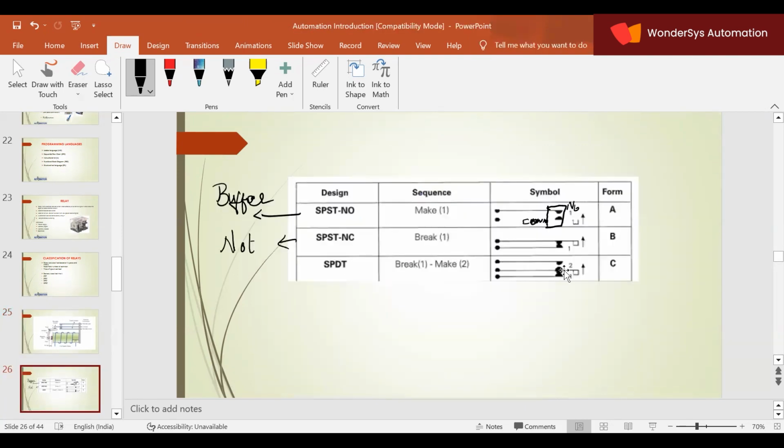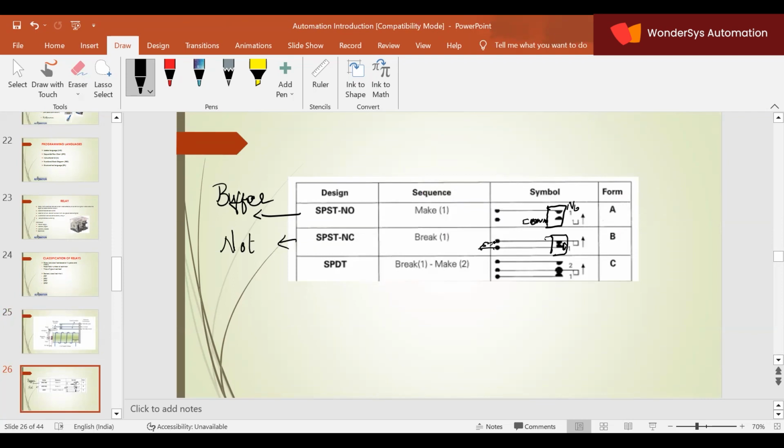Now in NC operation, what happens is that it will be initially connected. Initially itself, it will be connected to NC. You can see here, there is no gap. So it will be connected, and whatever output we connect.